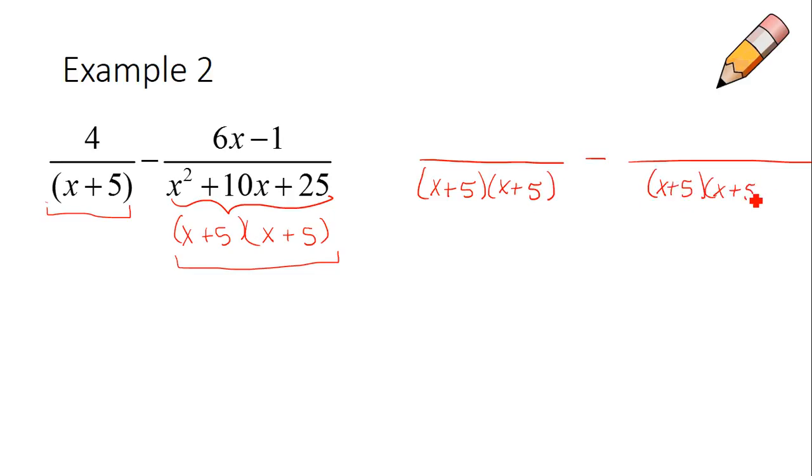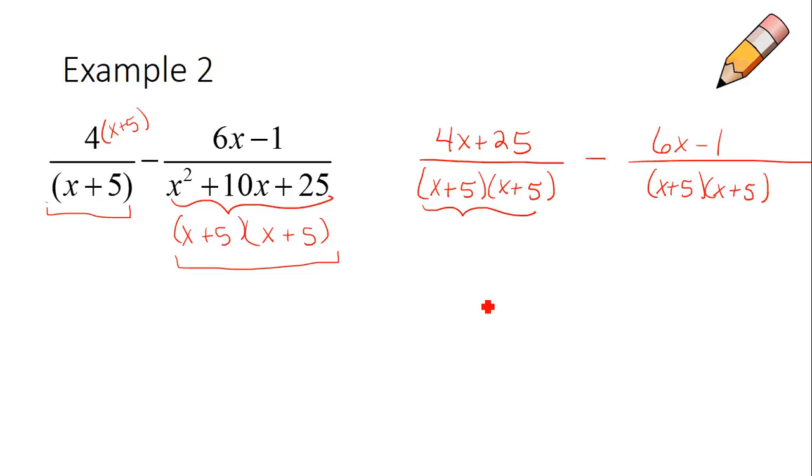Now, once I decide that, I just multiply the top by whatever I added or essentially put on the bottom. So this first fraction only had x plus 5. I now made it be two x plus 5s. So I need to multiply the top by an extra x plus 5, making it 4x plus 20. The second fraction didn't really change. It had both of those x plus 5s. So that's not going to change its numerator at all.